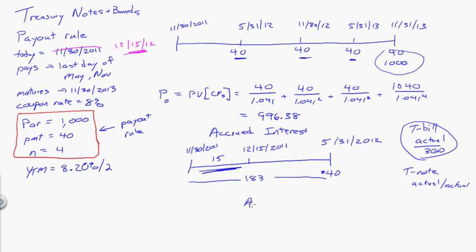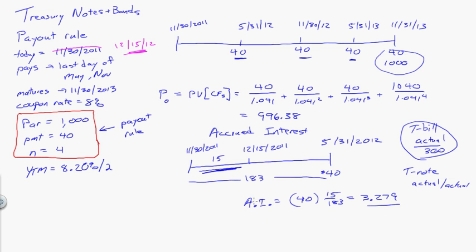So the accrued interest that you receive is $40 times 15 over 183. So in other words, there are 183 days worth of interest. So each day accrues 40 over 183. You held it for 15 days. You then should get, and there's some rounding here, 3.279.